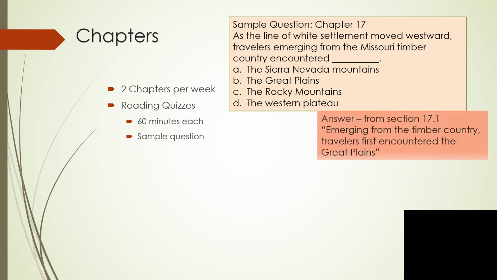Here's a sample question from chapter 17. As the line of white settlement moved westward, travelers emerging from the Missouri timber country encountered A, the Sierra Nevada mountains, B, the Great Plains, C, the Rocky Mountains, D, the Western Plateau. And if you go into your book, you can find in section 17.1, emerging from the timber country, travelers first encountered the Great Plains. So the questions are really closely tied to the material in the book, and they're pretty straightforward about what they expect you to know.